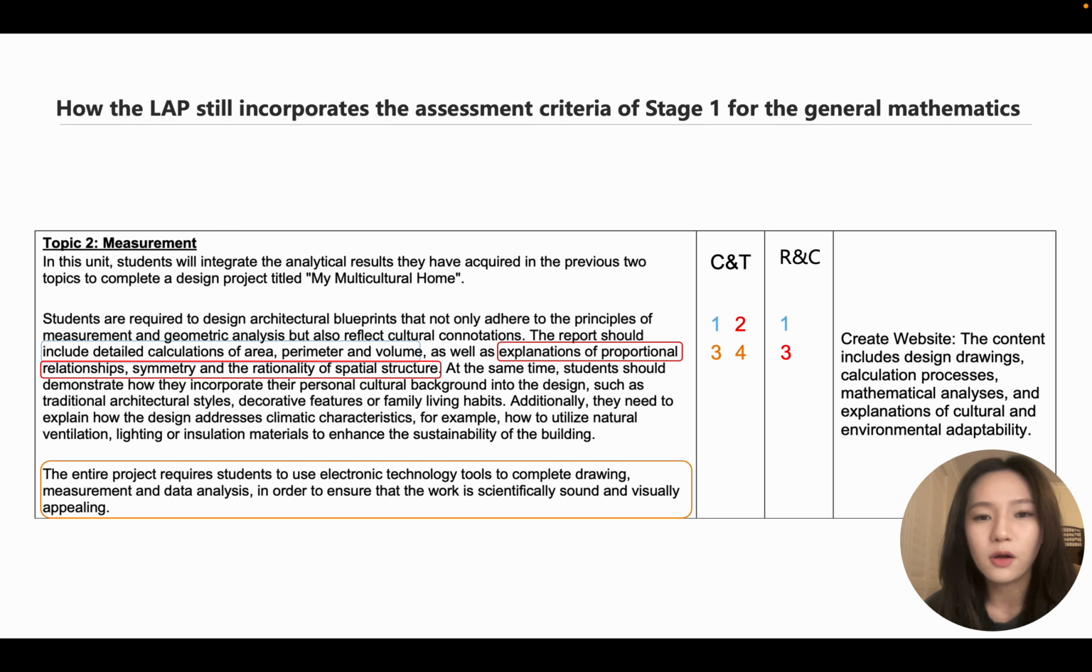In the orange part, CT3 is represented through the architectural model itself. And CT4 appears through digital drawing and website tools. In the purple part, RC2 is when they justify choices based on the climate and culture. And RC4 is the written explanation on the website.